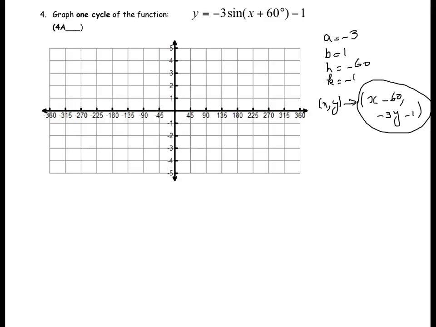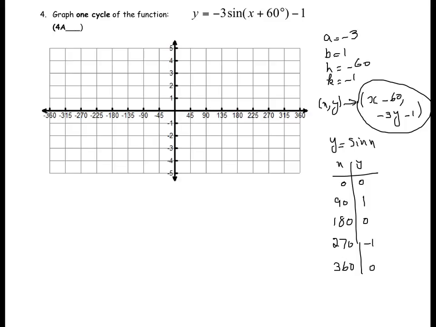The table of values for the base function, which is y equals sine x, is the following. X, I'm going to pick 0, 90, 180, 270, and 360. When x is 0, sine 0 is 0, sine 90 is 1, 180 is 0, 270 is -1, and 360 is 0.